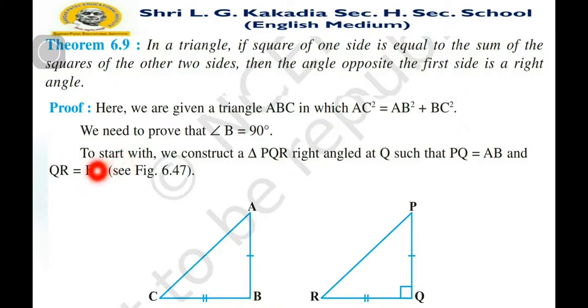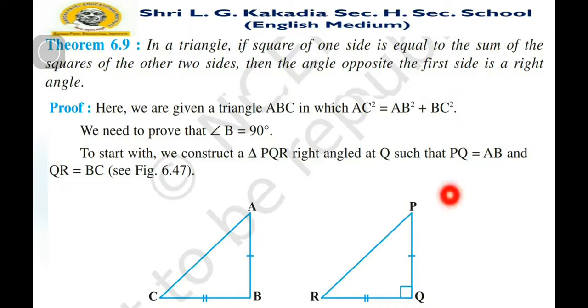So for that, to start with, we construct a triangle PQR, right angle at Q, such that we take PQ equal to AB, and also QR equal to BC. So if we prove AC is equal to PR, then both triangles are congruent by the SSS rule.